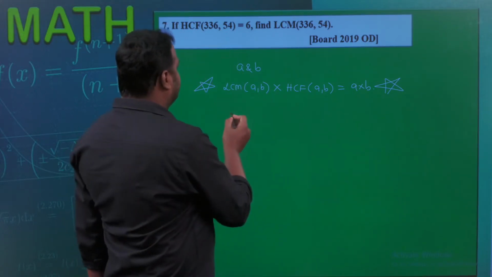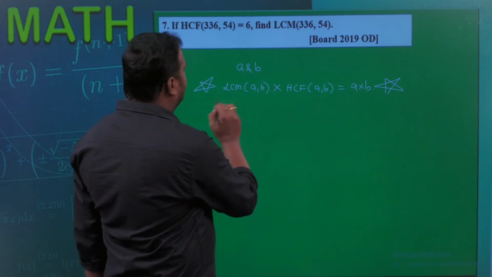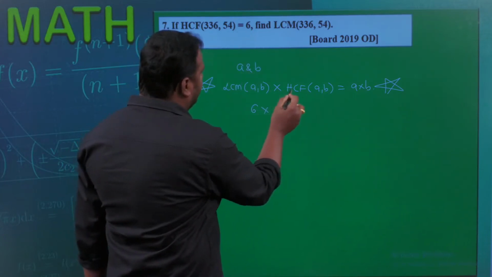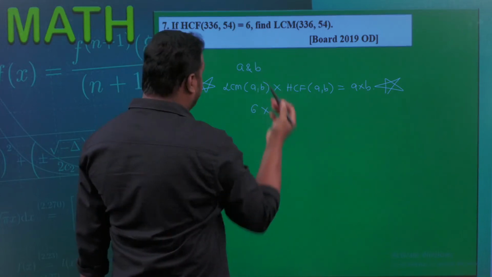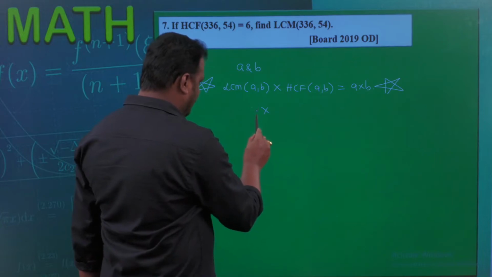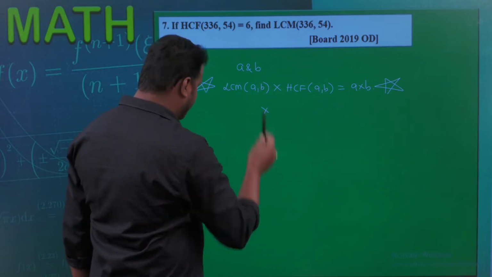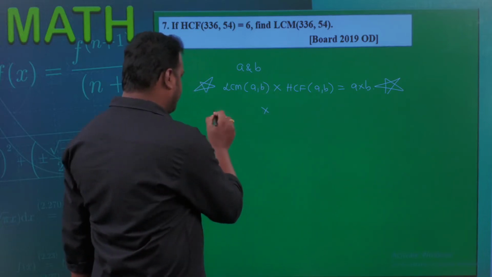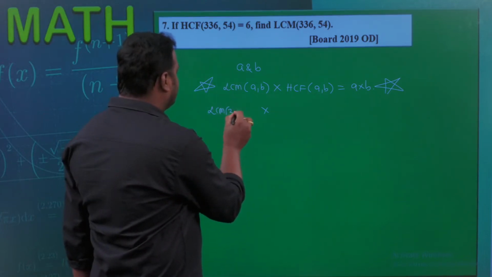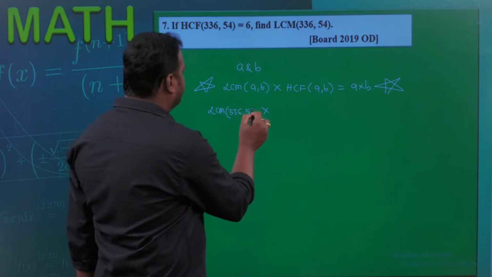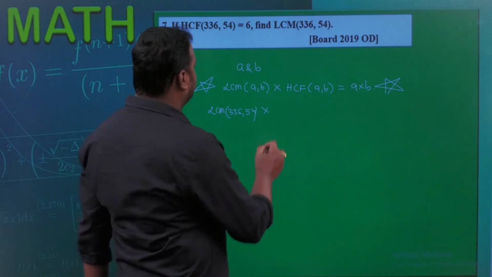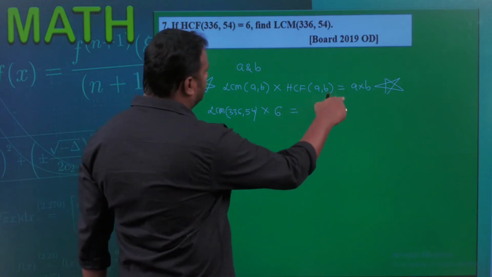Okay. See here, the problem is the LCM of A, B. I don't know what the LCM is, because I am going to find the LCM here. So I would write LCM of the numbers 336, 54, multiplied by the HCF of those two numbers, which is 6, is equal to the product of the two numbers.